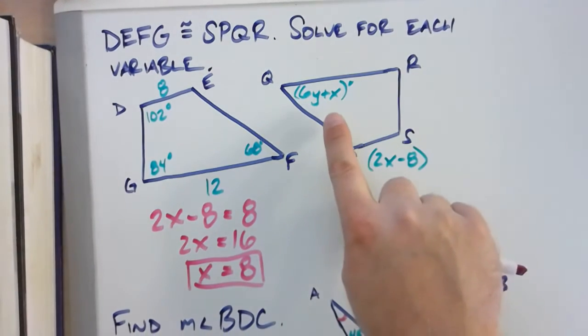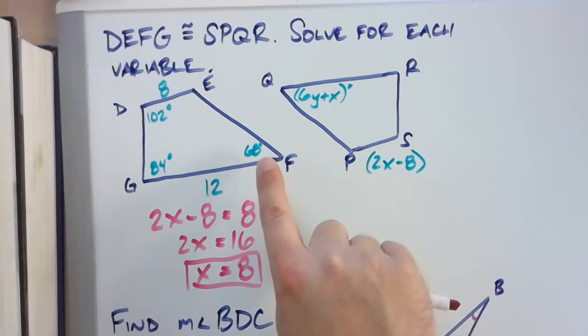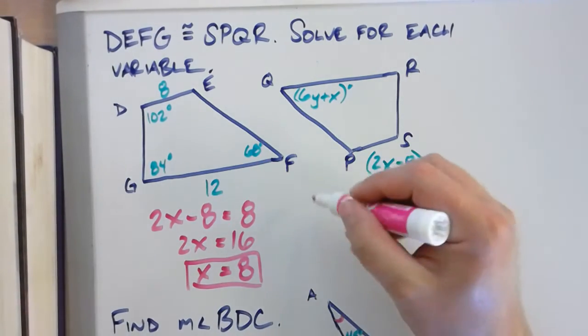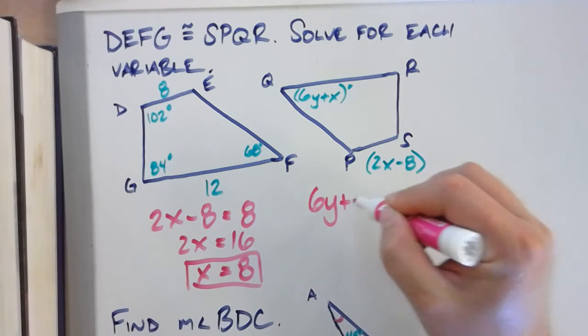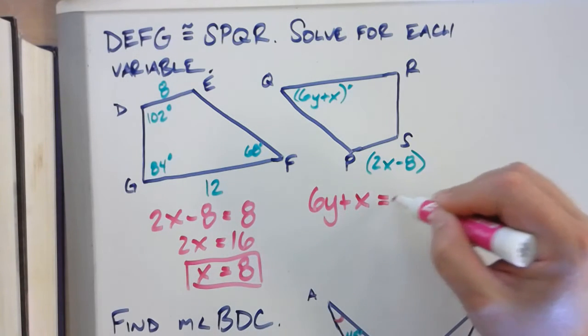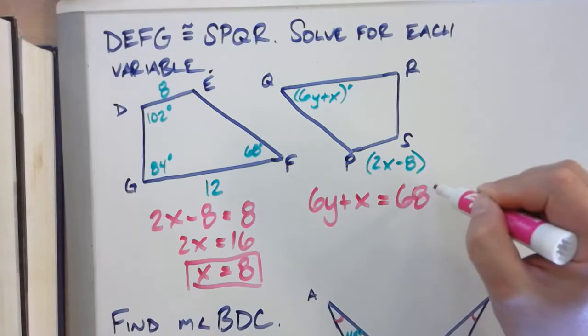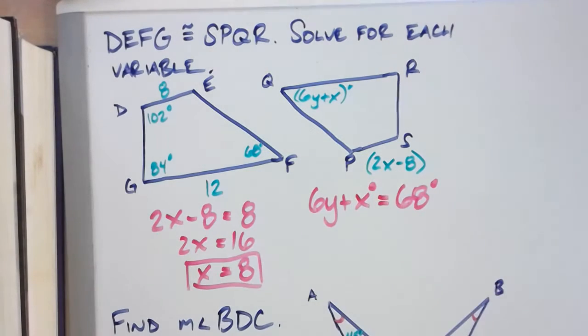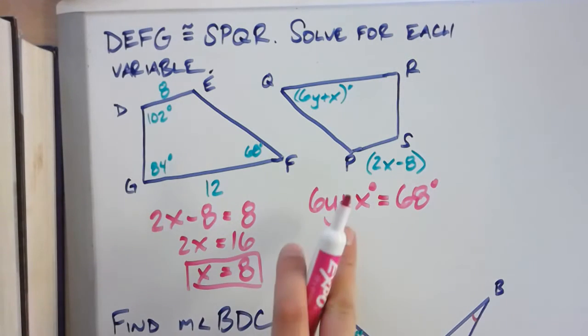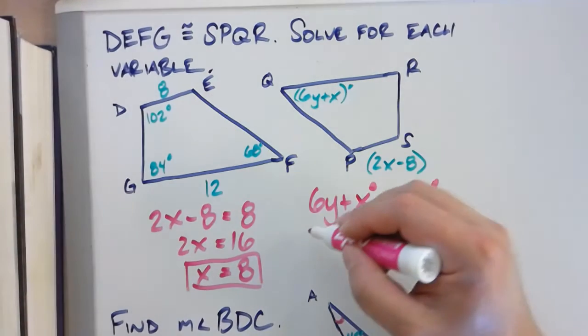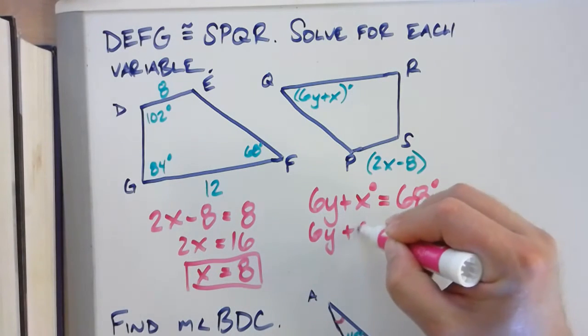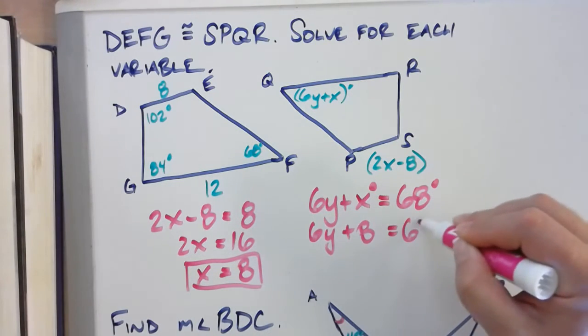And I can see that 6y plus x has to match or equal 68 degrees. And so my new formula is now 6y plus x equals 68. And you can put the degree signs in both cases. All right, but we do have a little bit of help here because we just solved for x. This is the same x as here, so that's 8. So now I have 6y plus 8 equals 68.